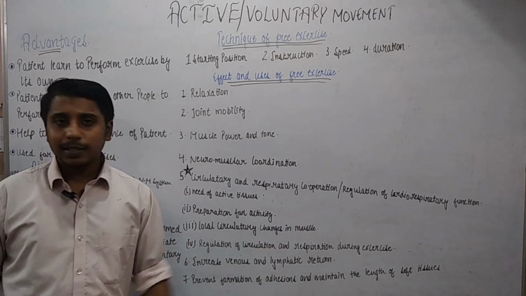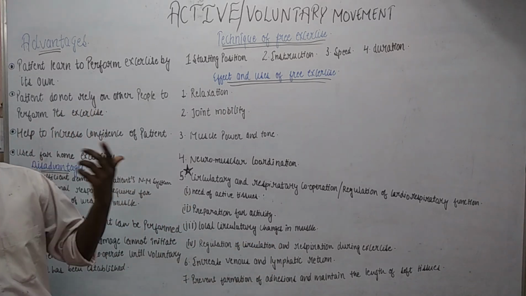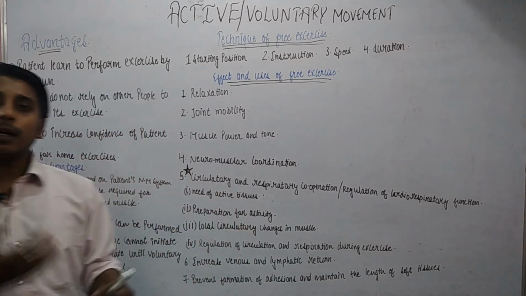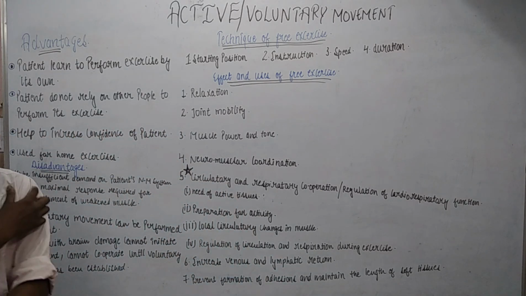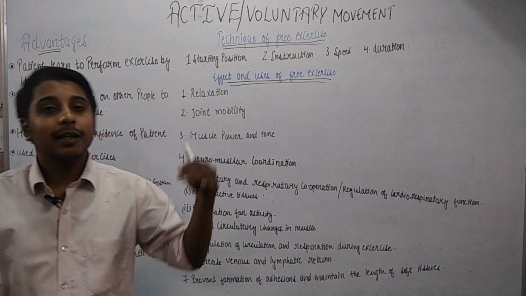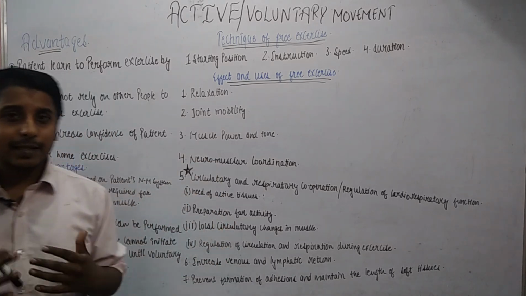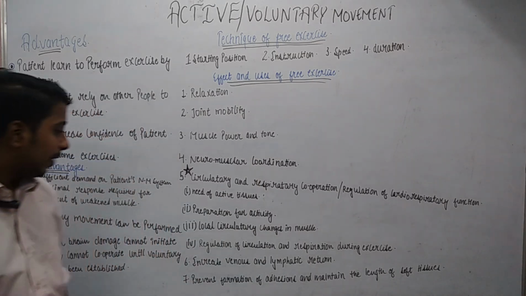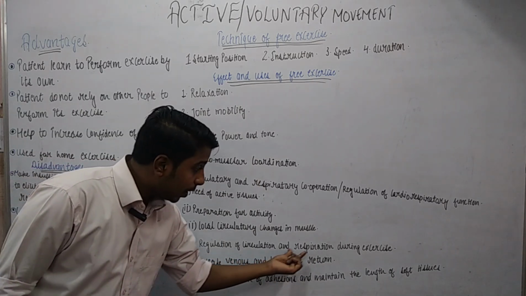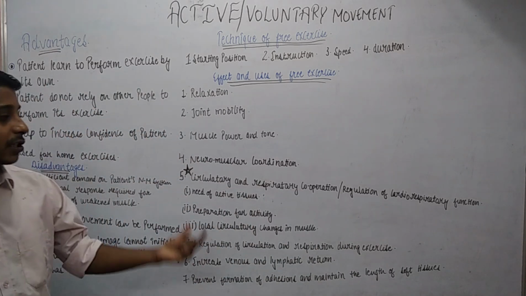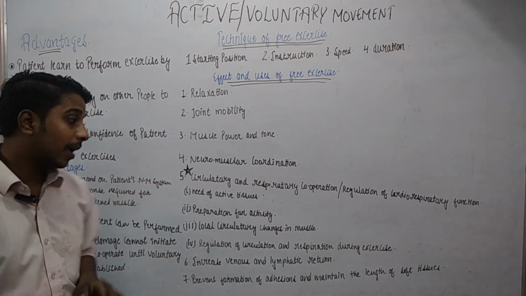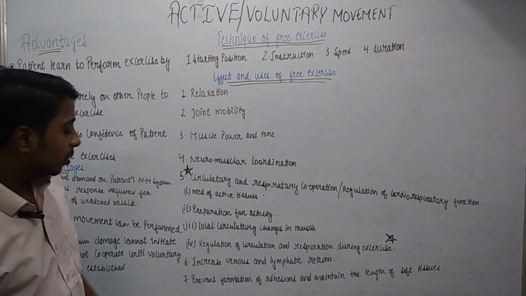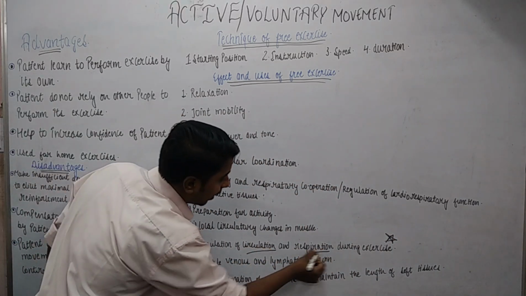Then local circulatory changes. Whenever there is exercise of a particular muscle, what are the changes that occur in the muscle? The capillaries of that muscle get dilated so as to increase the blood flow. It is again the same, to increase oxygen and to wash out the metabolic waste. Then regulation of circulation and respiration during exercise. Yes, this is again important.